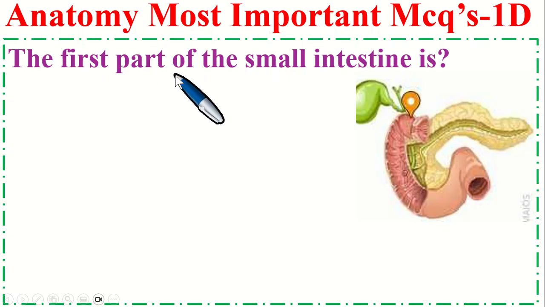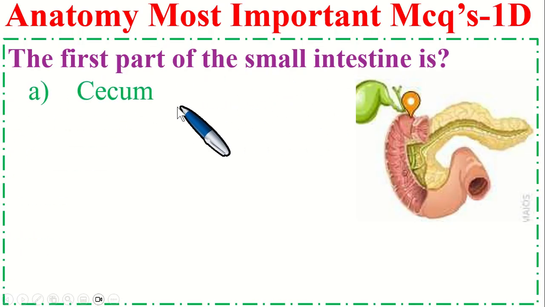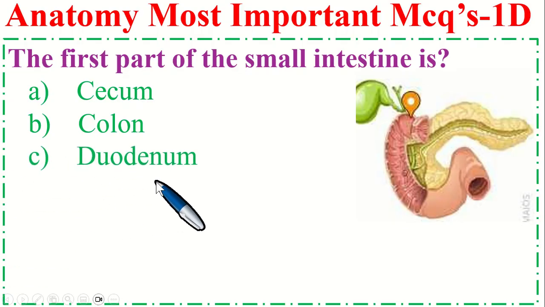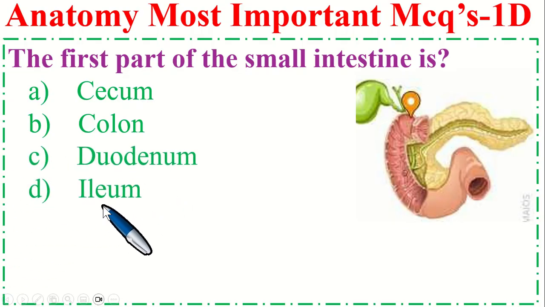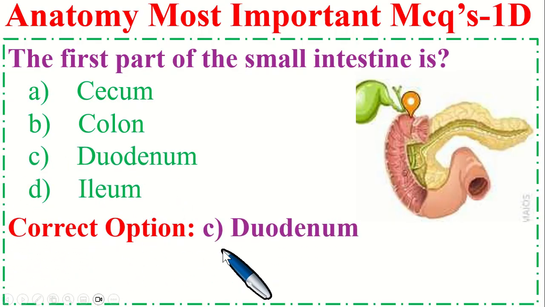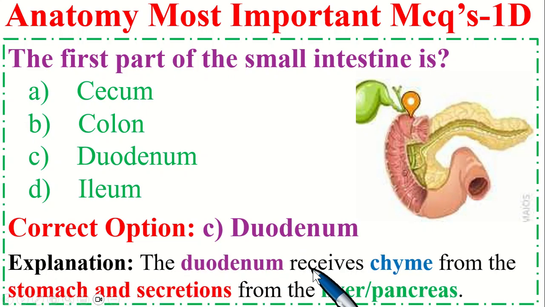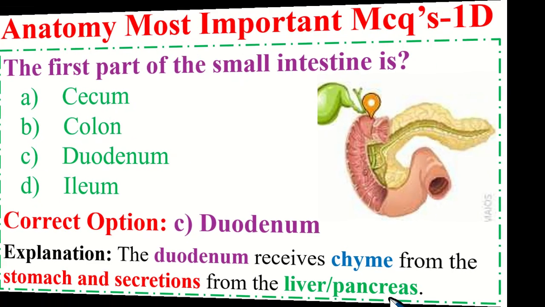The first part of the small intestine is option A cecum, B colon, C duodenum and option D ileum. So the correct option is C duodenum. Explanation is the duodenum receives chyme from the stomach and secretion from the liver or pancreas.